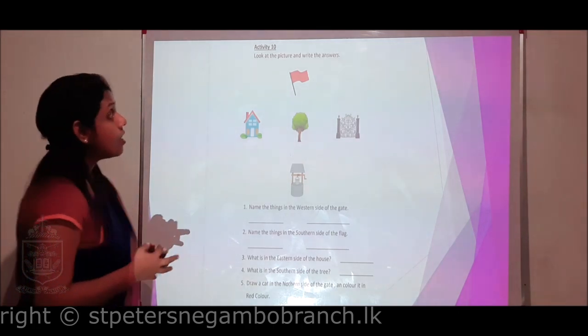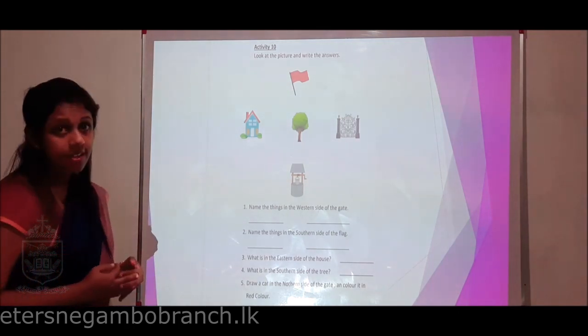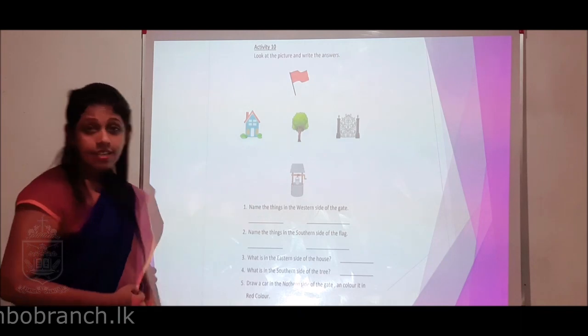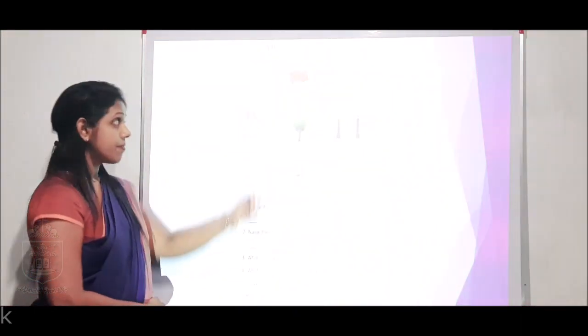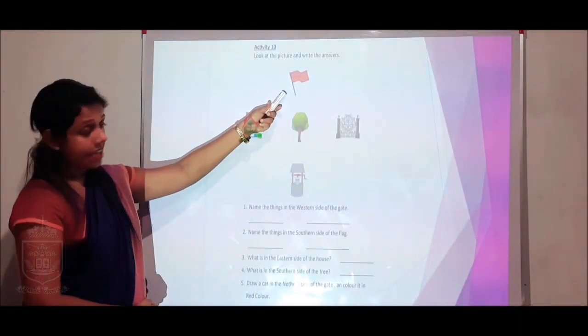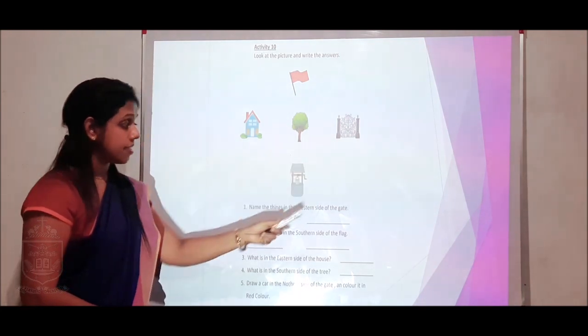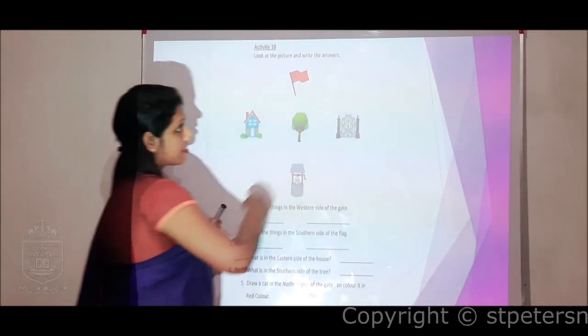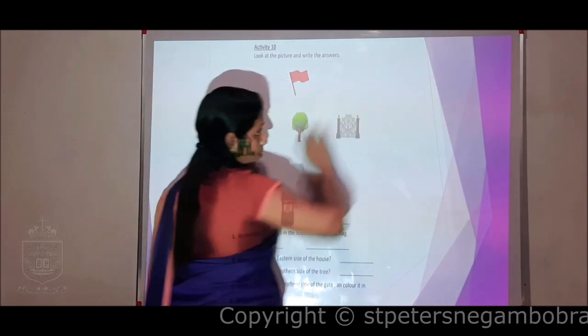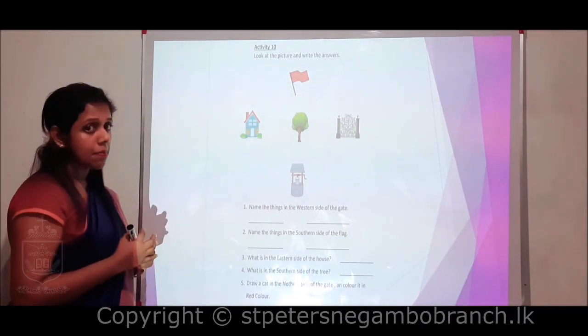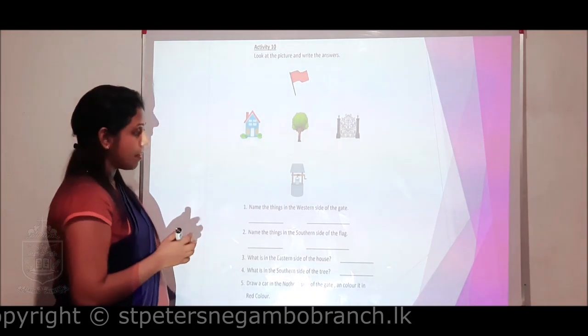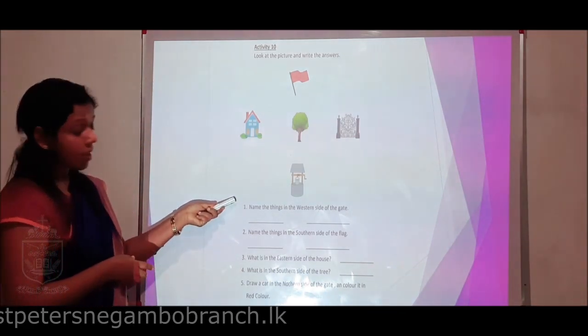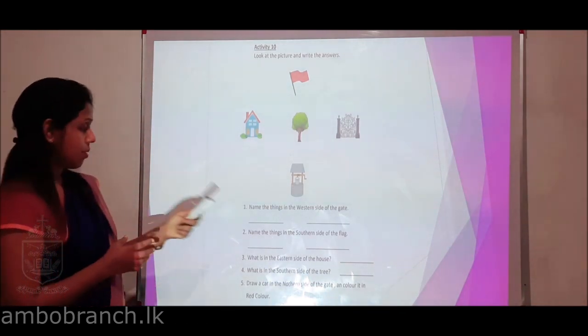Okay. Look at the picture and write the answers. We can see a tree in the middle of the picture, and there is a flag, a gate, a well, a house. So I didn't do a map here now. Now you have to do a map in your paper.